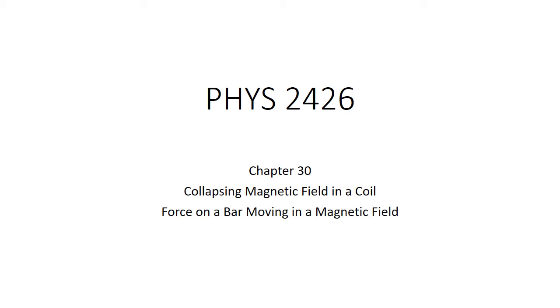We will now do two example problems for Chapter 30. One is a collapsing magnetic field in a coil, and the other is a force on a bar moving in a magnetic field. So for the first one, imagine that we've got just a coil or a loop of wires, just a whole bunch of wires here.